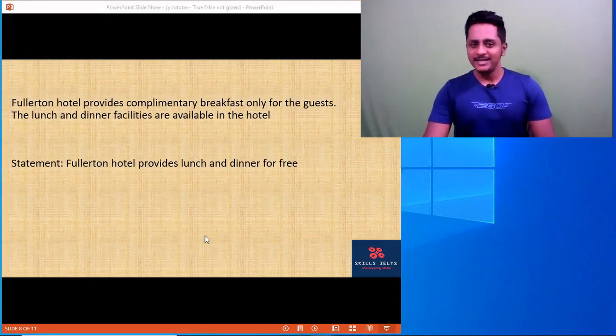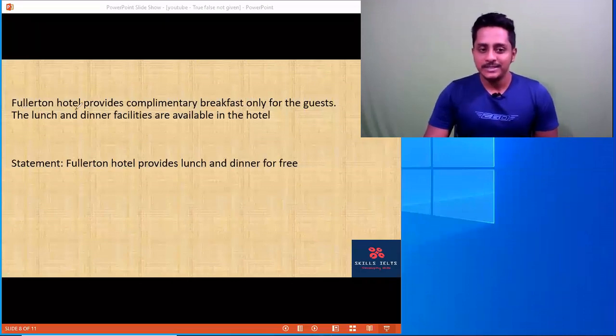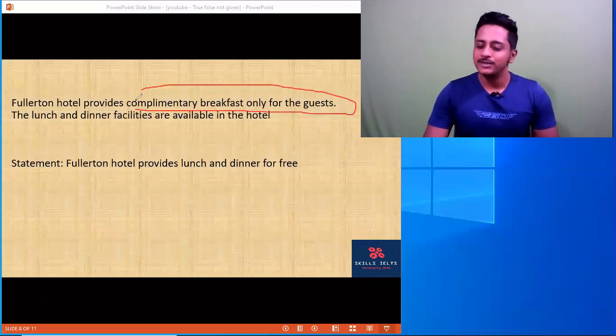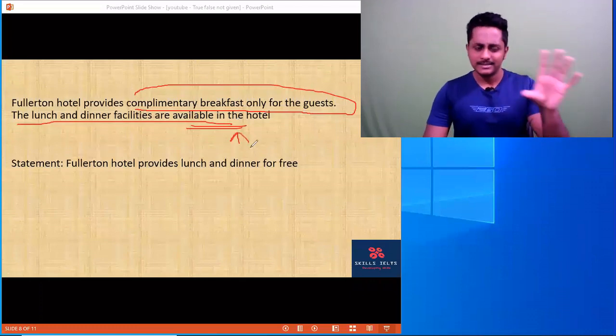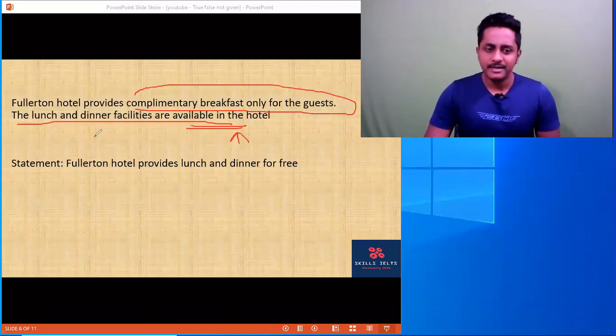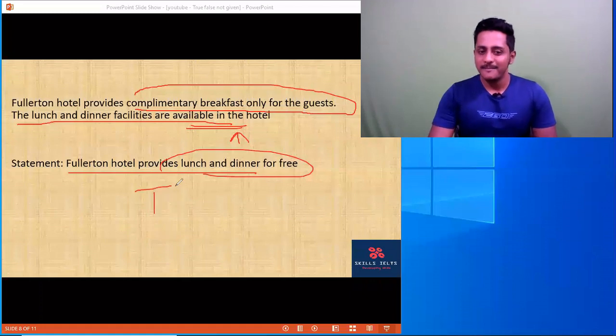Well, it's a bit tricky. Don't think it's that easy. Let's see it. Fullerton Hotel provides complimentary breakfast only for the guests. The lunch and dinner facilities are available in the hotel. That's the paragraph. Statement: Fullerton Hotel provides lunch and dinner for free. What is the answer? Is it true? It is false, or it is not given.